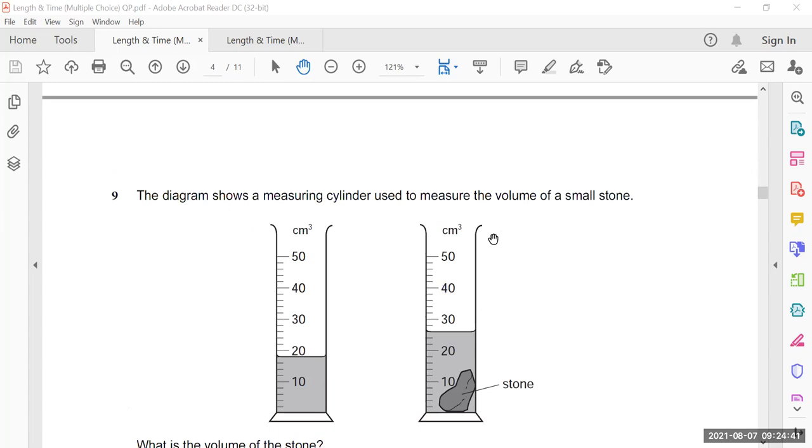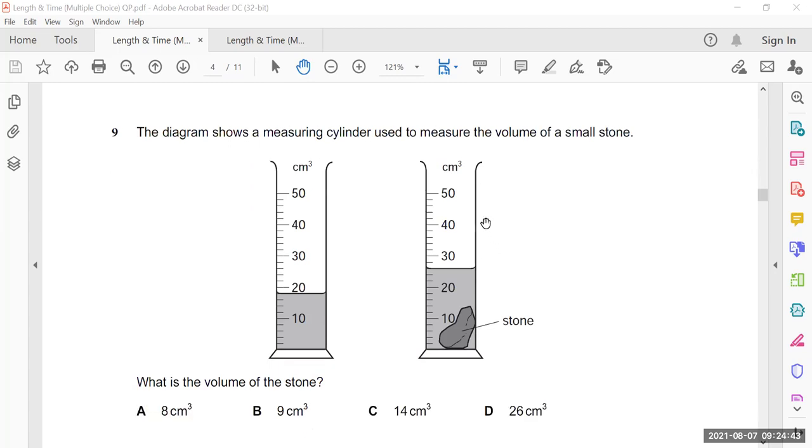Question number 9. That's the experiment I did, you know. The diagram shows a measuring cylinder used to measure the volume of a small stone. What is the volume of the stone? This question is for Arshdeep Kaur. Please find out the answer.